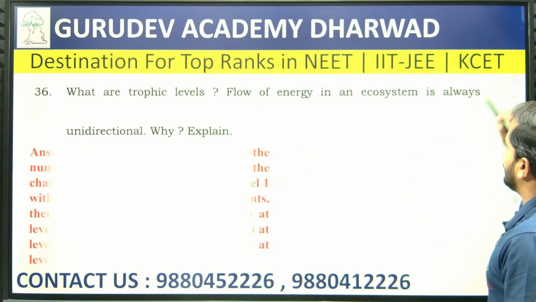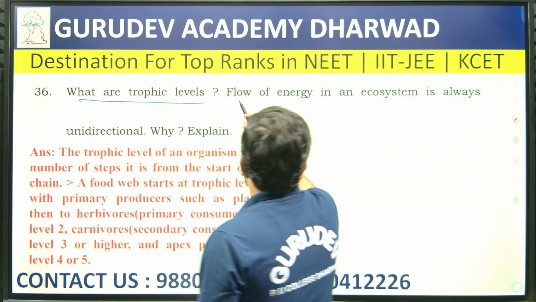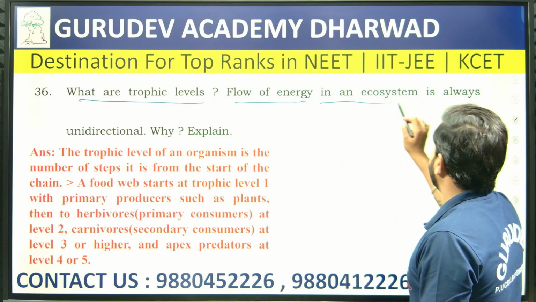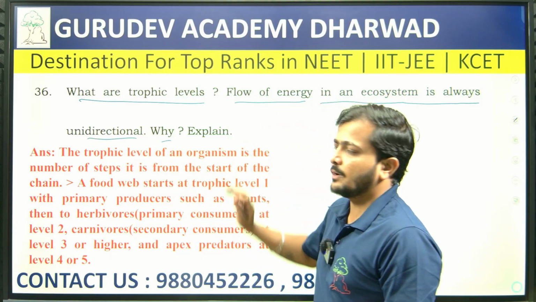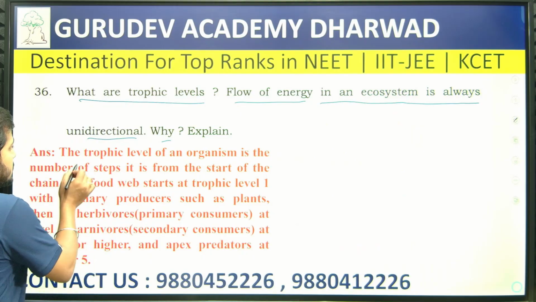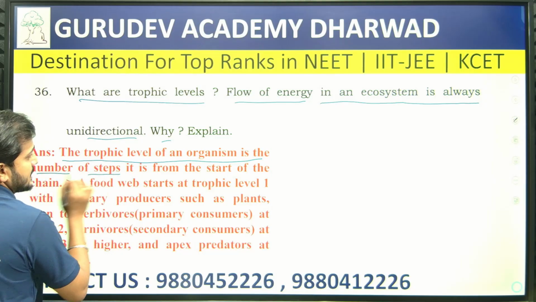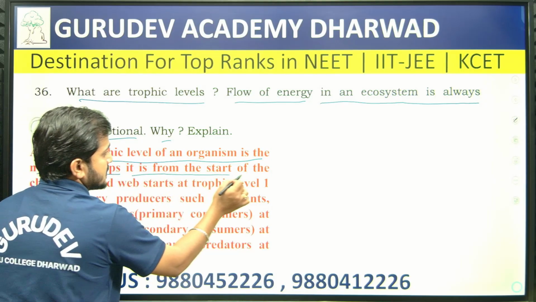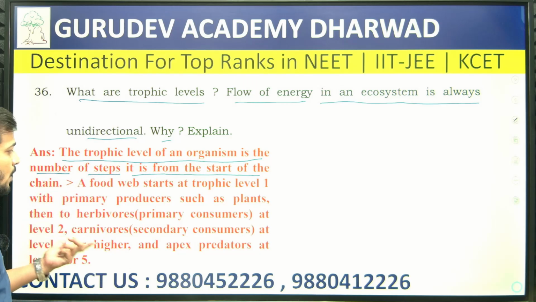Then they asked one question: what are trophic levels, and why is the flow of energy in an ecosystem always unidirectional? That we have to explain. What is actually a trophic level, right? Now the trophic level of an organism is the number of steps from the start of the chain, right? So the number of steps is the basis on which we are going to understand this.